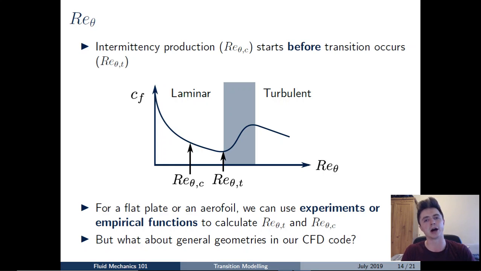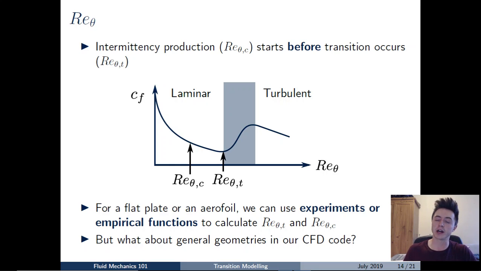And the next thing to think about is that for a standard geometry, a standard aerofoil or plate, we could use experiments or empirical functions to calculate these values. And these are going to be fixed values. Could take a value of 1,000 or 500, say, and Re-theta C is always going to be smaller than Re-theta T. It's very important to remember because the fluctuations always start before the boundary layer transitions.